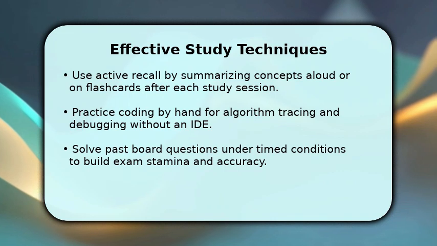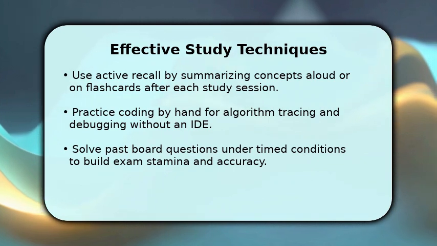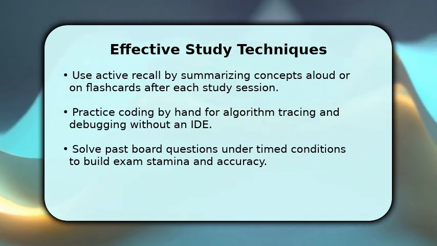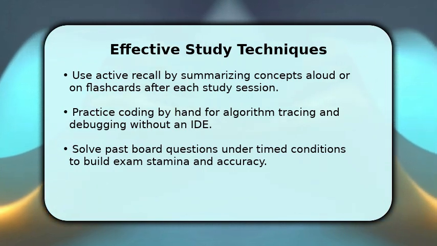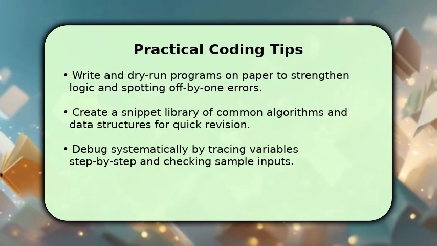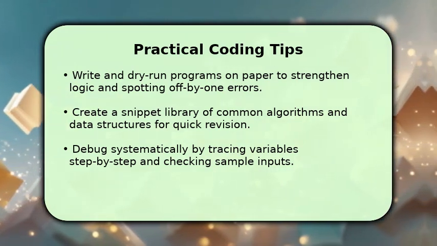Rotate between reading theory, writing code by hand, and solving past questions to balance skills. Regularly review mistakes and build a checklist of common errors to avoid during the exam. Focus on building small programs that illustrate each core concept and run them mentally if you cannot execute code.